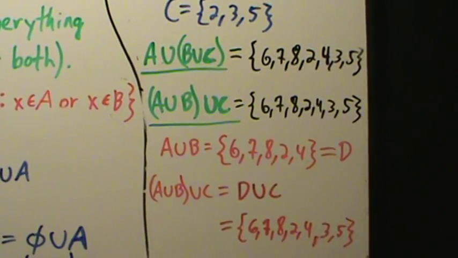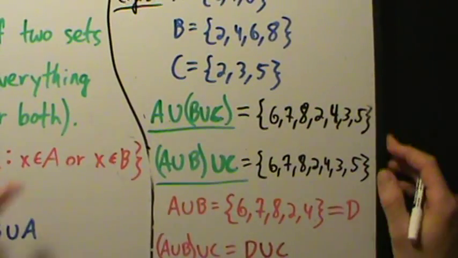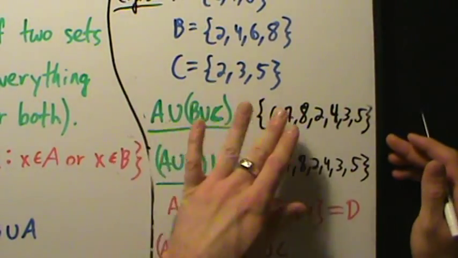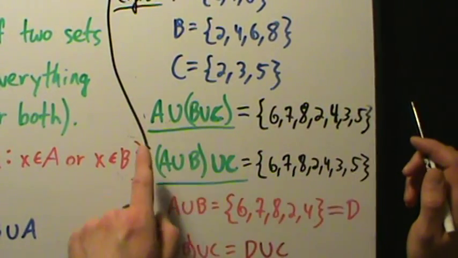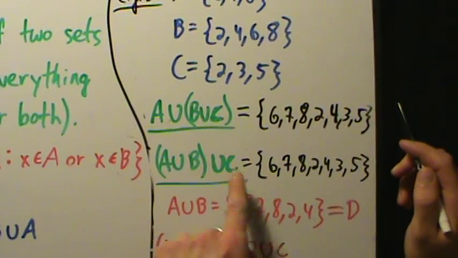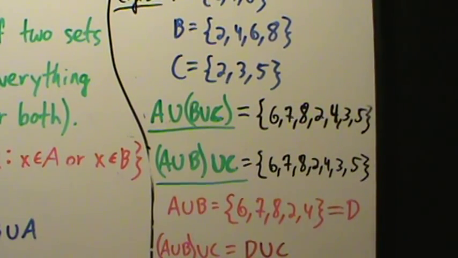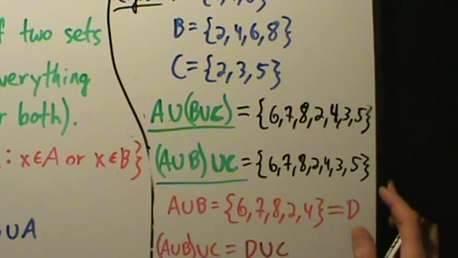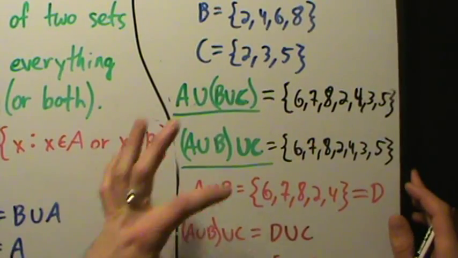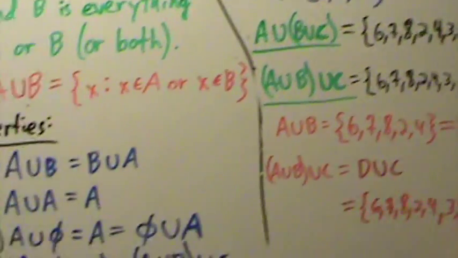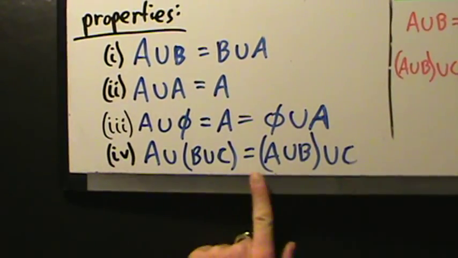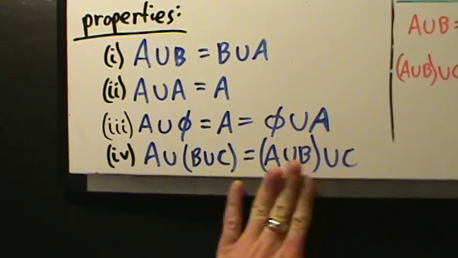Okay. Well, hey, notice that's exactly the same thing as this, right? And even in the same order, that's nice. So A union B union C, 6, 7, 8, 2, 4, 3, 5. Okay. So that's how you do a union of 3 sets. If you wanted to, you could do it all at once also. I just wanted to illustrate this fourth property here, that if you take a union of 3 sets, you can look at 2 of them at a time and it doesn't matter.